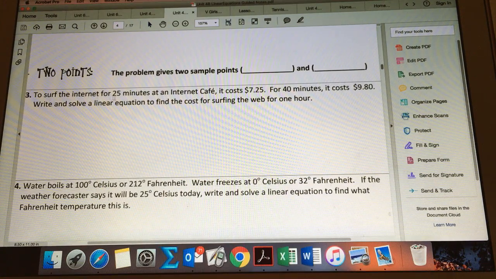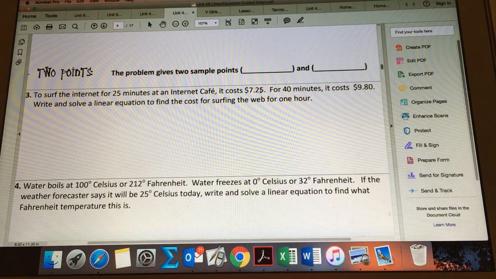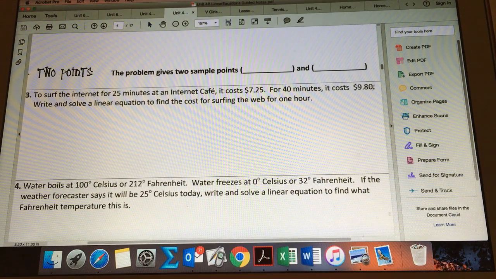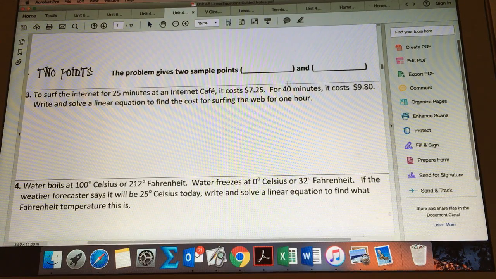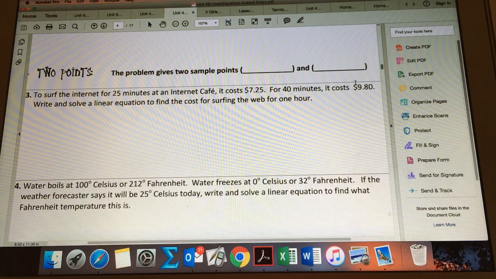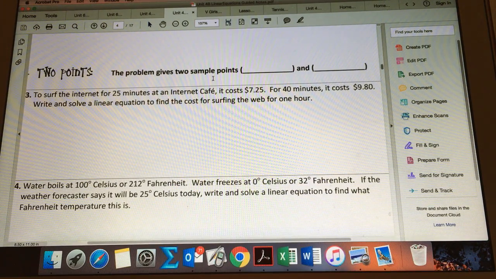To surf the internet for 25 minutes at an internet cafe, it costs $7.25. Notice they gave us minutes and cost. Then it says for 40 minutes it costs $9.80. Notice how we have 2 pairs of information: the amount of minutes and the cost that goes with that, the amount of minutes and the cost that goes with that. That's what it means by 2 sample points. We want to write and solve a linear equation to find the cost for surfing the web for 1 hour.